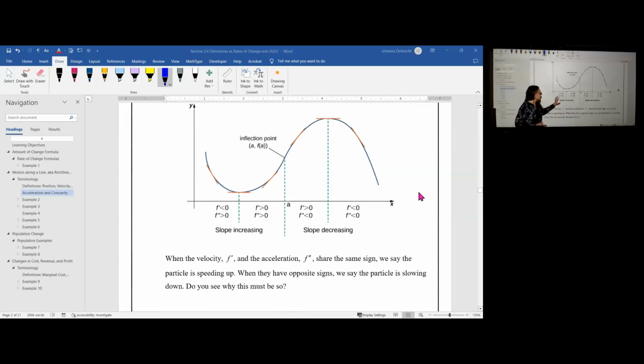Notice that they've written down when the velocity is positive and negative, and also when the acceleration is positive and negative. On this section, up to the value of A, the graph is cupped up like a cup, concave up, which means it must have positive acceleration. So F double prime is greater than zero in both cases. However, the velocity is changing.